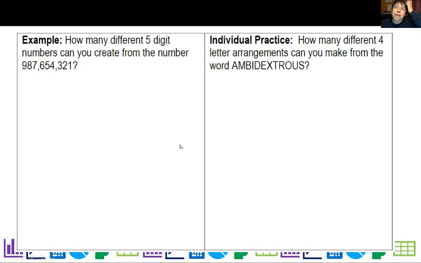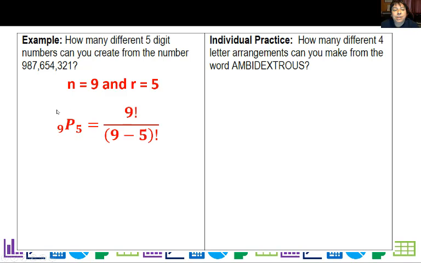So how many different 5-digit numbers can you create from this number right here? The secret to these is making sure you have the right n and r. So n is 9 because there are 9 digits to choose from, and you're going to take 5. All right. If I did the formula like this, that's what I would do. I could actually enter this in the calculator or the right side. Either one will give me the answer of 15,120.